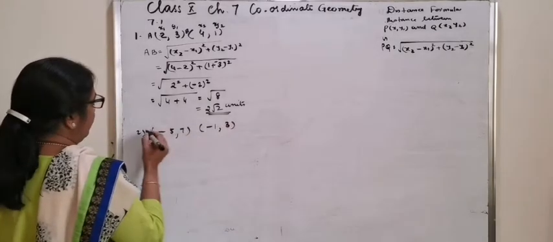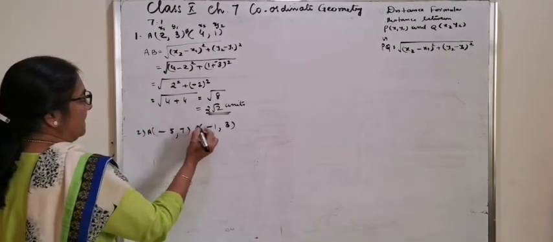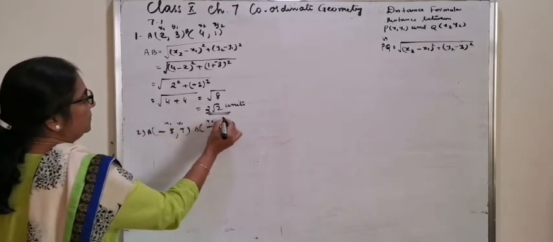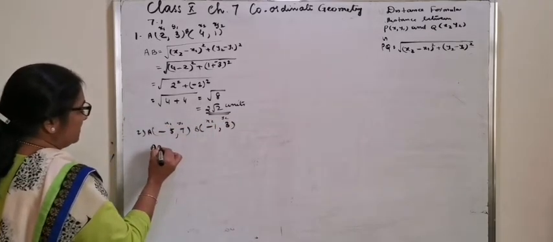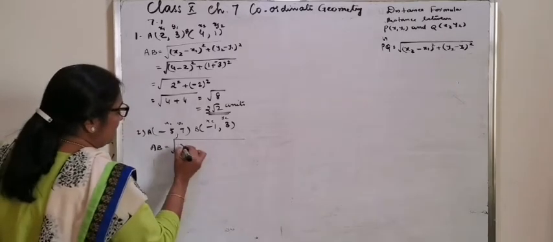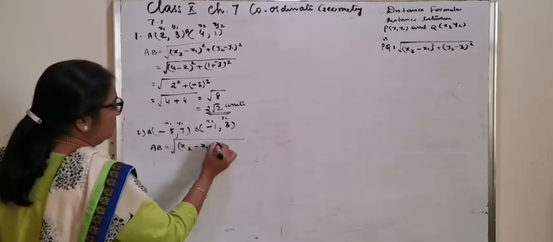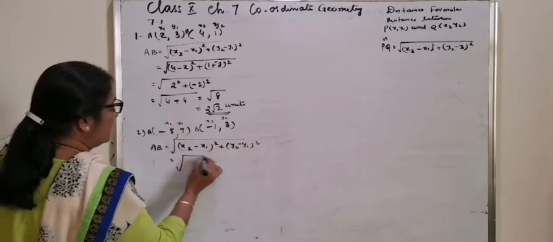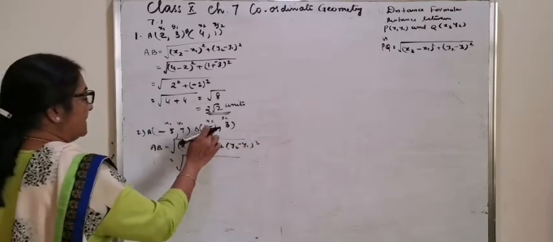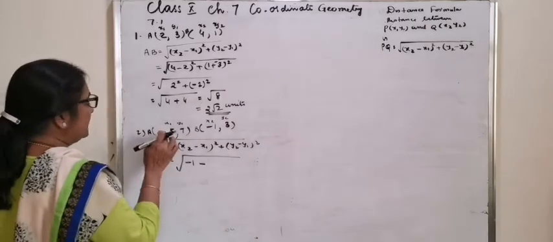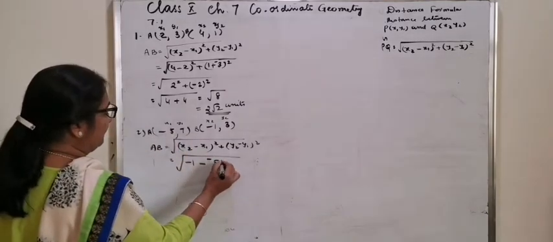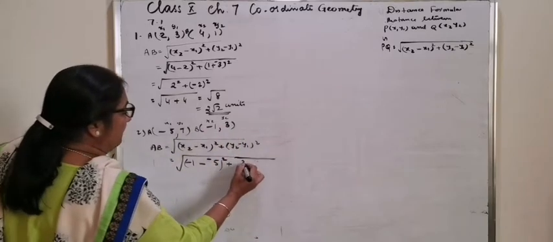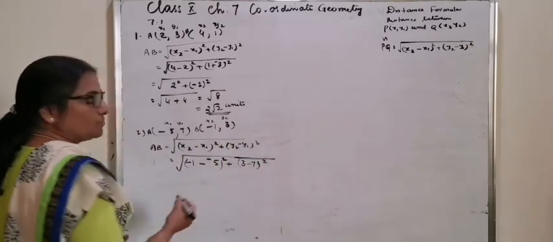Minus 1, 3. Capital A and B. x1, y1, x2, y2. AB is equal to square root of (x2 minus x1) the whole square plus (y2 minus y1) the whole square, square root of (minus 1 minus minus 5) the whole square plus (3 minus 7) the whole square.